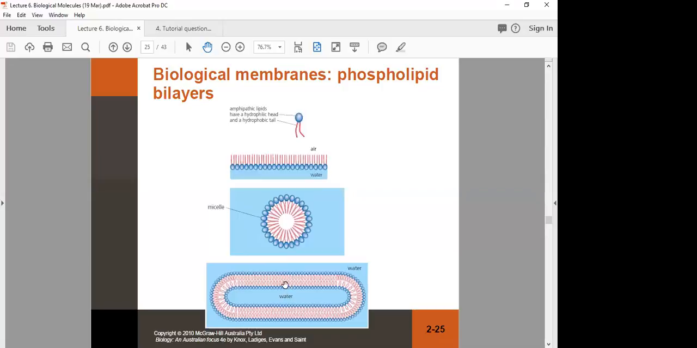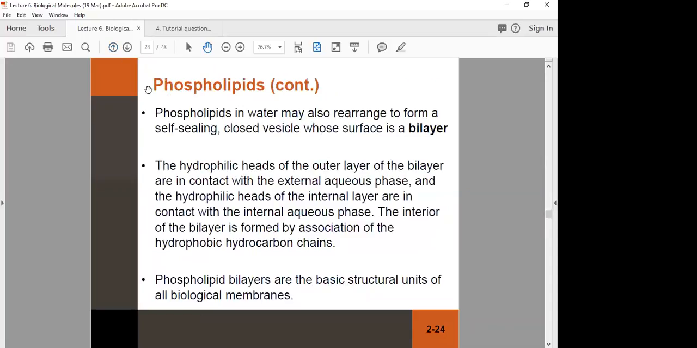And this inner leaflet or inner layer of the lipid bilayer, the phospholipid heads interact with the watery interior of the cell. And again, the tails are all positioned towards the inside of that lipid bilayer to escape any interaction with water. All right, now we can go back one slide and just review what we've looked at.